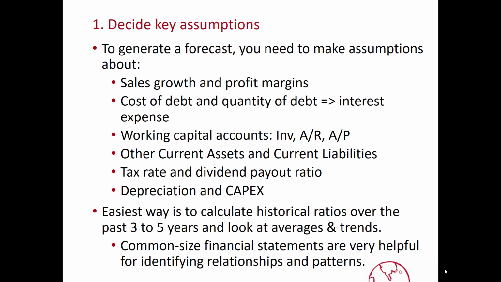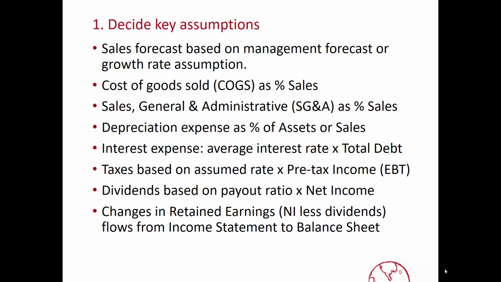The easiest way to calculate these ratios in your forecast is to use historical ratios over the past 3 to 5 years. However, if you see a strong trend, you can use the most recent value, or you can forecast a value based on the trend. Common size financial statements are a useful way for identifying these trends and averages. So here are the key assumptions.